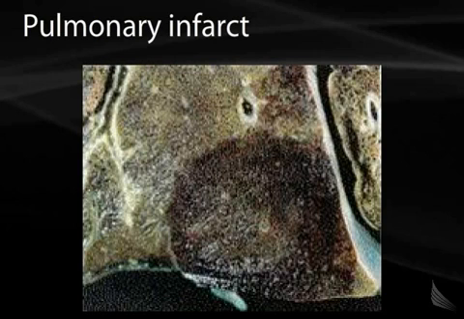Here's another gross pathology image that shows a wedge-shaped pulmonary infarct. This is a classic image of what happens to the lung after a pulmonary embolus occurs.